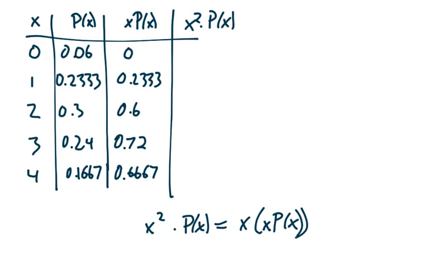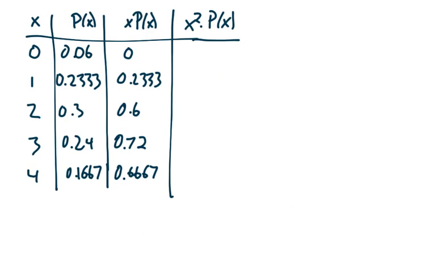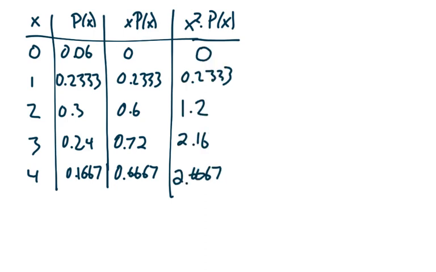So if we have x times p of x, and you're doing this by hand, you can multiply x times xp of x and get this. Okay? So go ahead and fill out the rest of the column. 3, 2, 1. Boop. Okay.